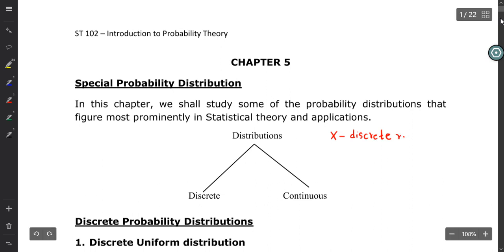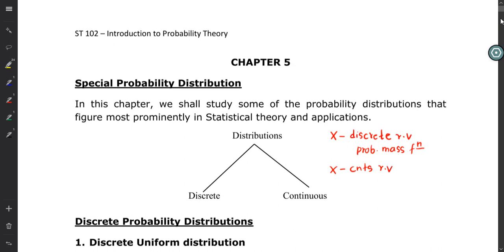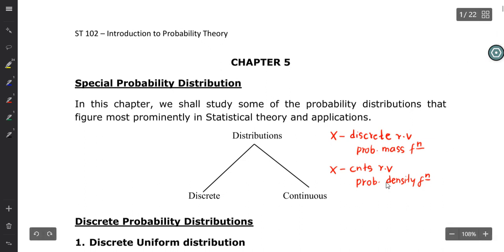For discrete random variables, we end up with probability mass functions. A probability mass function contains all possible values of x and their corresponding probabilities. On the other hand, if x is continuous, it can contain any value within a given interval, the decimals, fractions, and all of them. Then we end up with a probability density function, and we end up with probability distributions for continuous random variables.